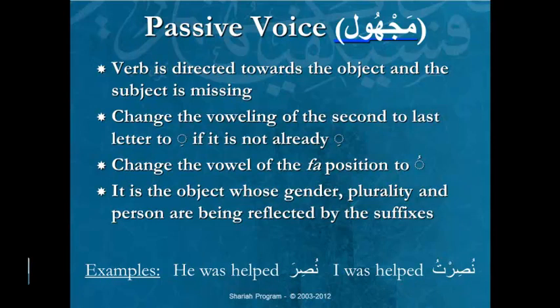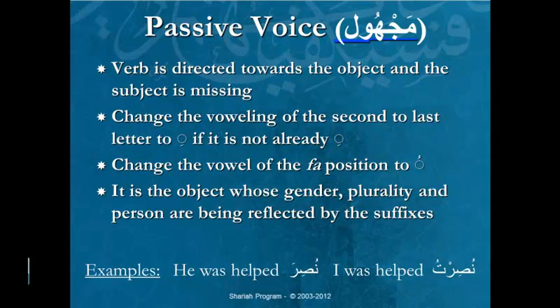It will be like this: nusira, nusira, nusiru, nusirat, nusirata, nusirna, nusirta, nusirtuma, nusirtum, nusirti, nusirtuma, nusirtunna, nusirtu, nusirna. And the meanings associated to all 14 of them would be: he was helped, they were helped, they were helped, she was helped, they were helped, they were helped, you were helped 6 times, I was helped, we were helped.